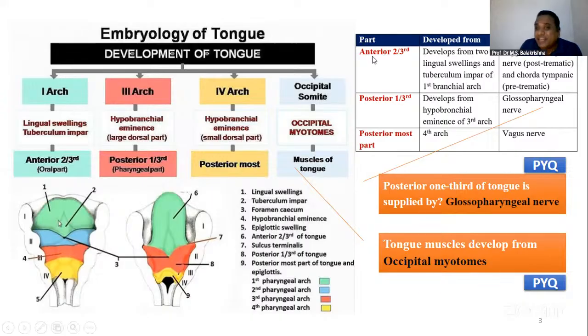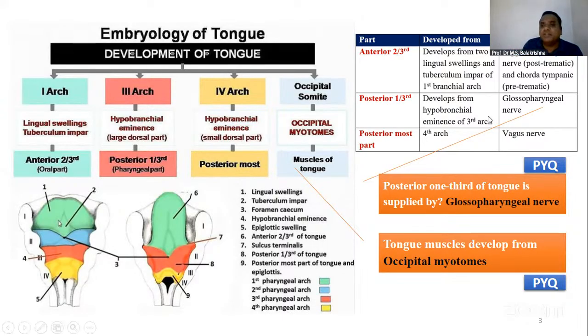So in anterior 2/3 of the tongue, the lingual nerve, which is a branch of the mandibular nerve, that is the trigeminal nerve, very important, is the pretrematic. And chorda tympani, which is a branch of the facial nerve, is the post-trematic. Oh, sorry, I went the other way. Lingual nerve is the post-trematic and chorda tympani is the pre-trematic. So trematic means they are continuous with the succeeding arches. One will give for the previous arch, other will give for the next arch also.